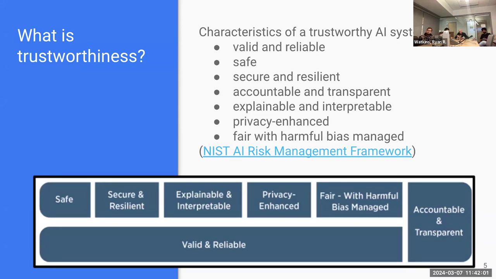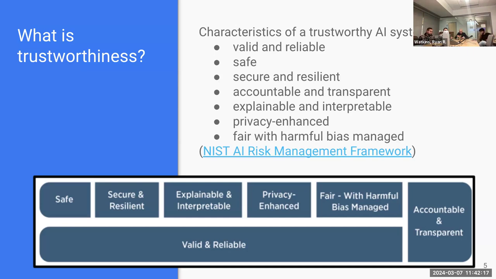So in the report, they're saying valid and reliable is on the bottom because it is the bedrock. You need to have a valid and reliable system for it to be trustworthy. And then you need to also have these other pieces.